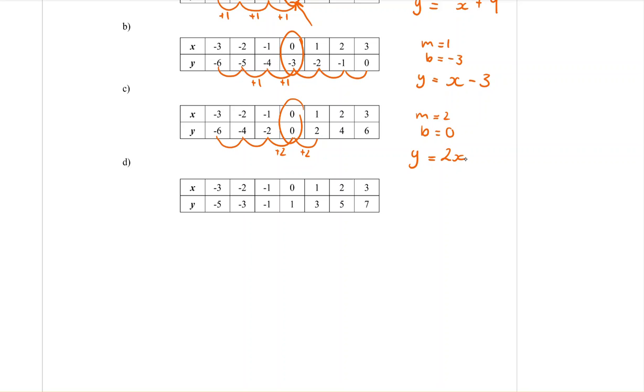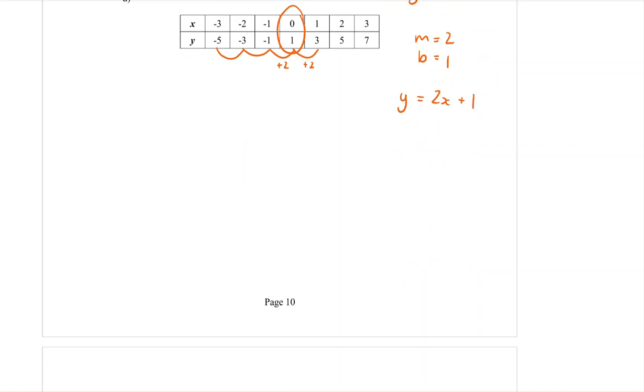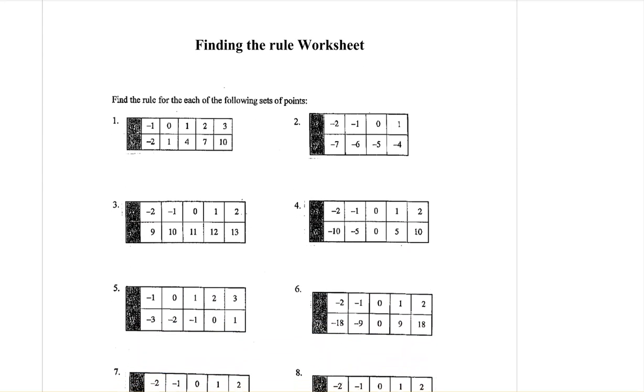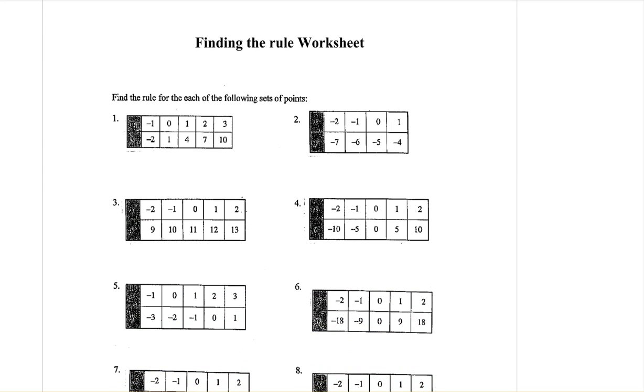All right, one more. Have a look. What are these going up by? 2. So we're plussing 2. So that's m equals 2 again. What's the b equal? The 1. So what's the equation? y equals 2x plus 1. And that's it. That's all we're doing today. You've got heaps and heaps of these. Starting on page 11, you've got to find the equation for every one of them.